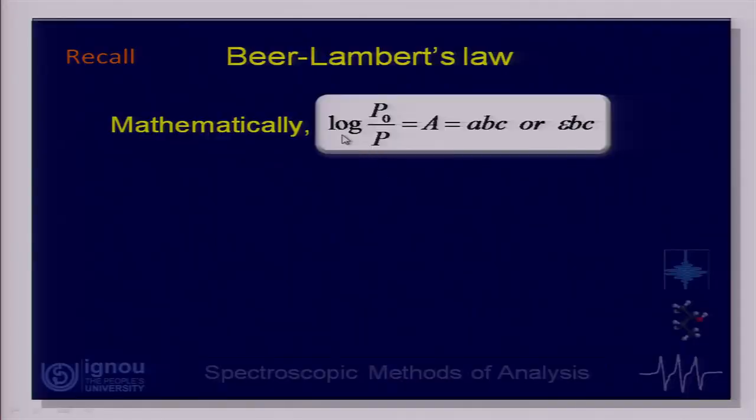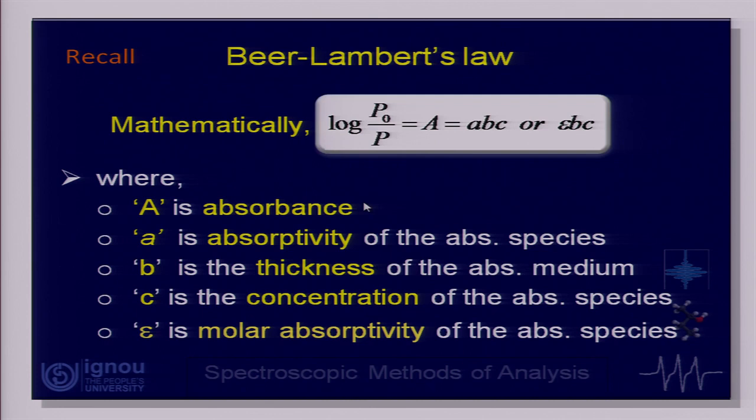Mathematically, this law is put as follows: log of P naught by P is equal to A, that is absorbance, equal to abc or epsilon bc. You will remember that we defined all these terms in the previous session. A is called absorbance, which we will be using very often, and small a is the absorptivity of the absorbing species. b is the thickness of the medium, c is the concentration of the absorbing species taken in the cuvette, and epsilon is the molar absorptivity. So, that is about the Beer-Lambert law.